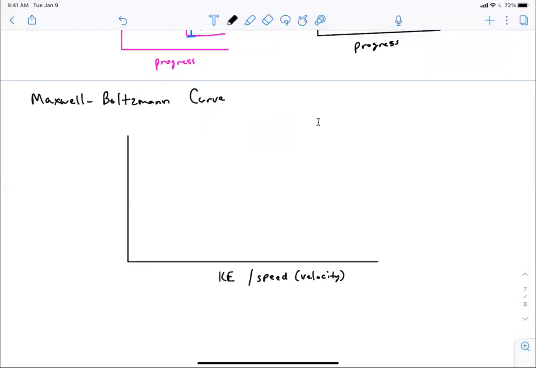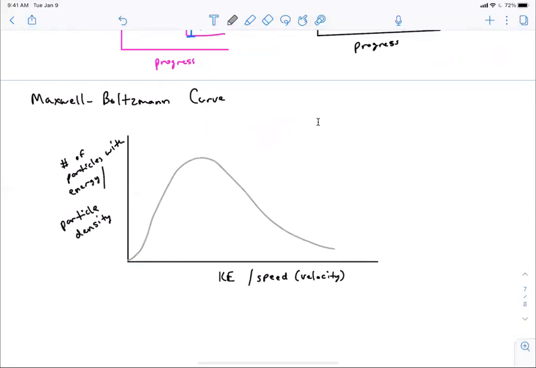Okay. And you can say this as number of particles with the energy. I think sometimes the IB will say like particle density. And you'll see it as a representation of this type of curve here, where it's kind of a modified bell curve to show the distribution of all the particles. And the area underneath that curve is the number of particles in that sample.